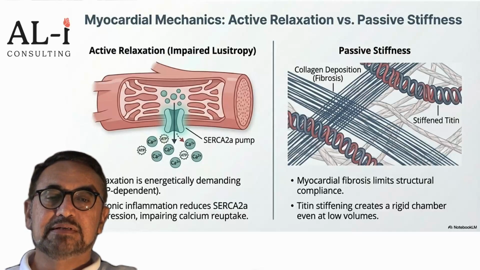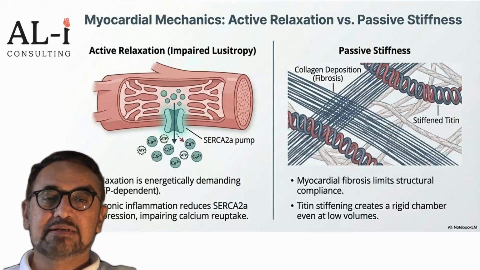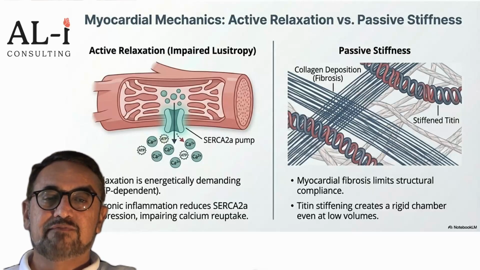The second component is passive stiffness. Fibrosis and titin stiffening reduce compliance so that even small increases in volume produce a disproportionate rise in diastolic pressure. Clinically, this is why a patient can have preserved systolic function on echo and still become severely dyspneic with exertion. They're not failing because squeeze is poor. They're failing because relaxation is impaired and the chamber is too stiff to accept blood gracefully.